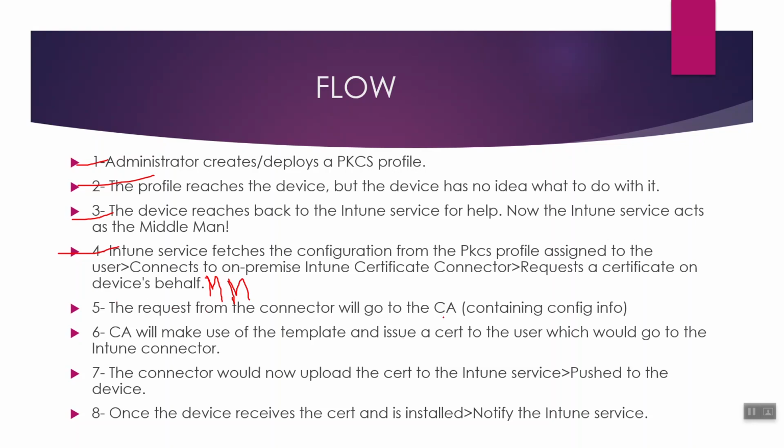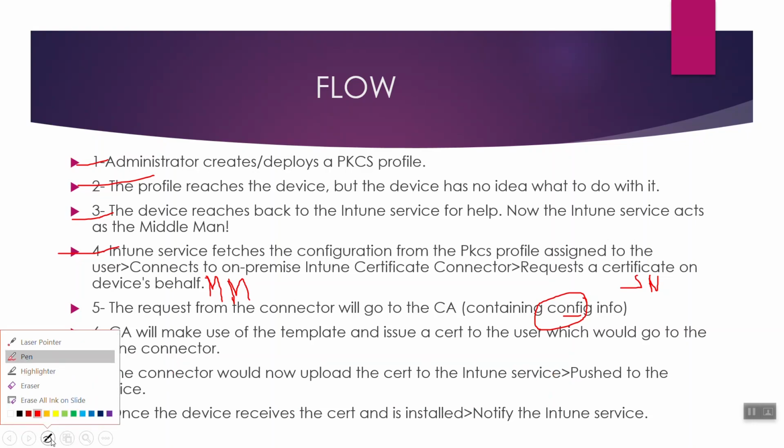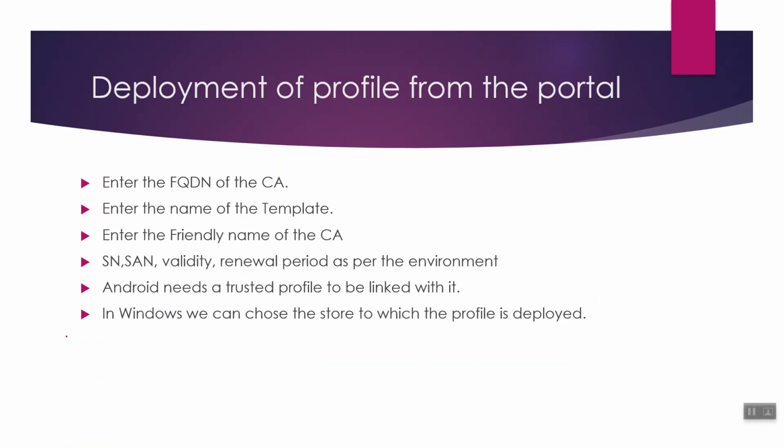The request from the connector will go to the CA, and the request is going to contain all the information of the config, as in the subject name, the subject alternative name. We will see all of that, what this configuration is all about. Okay. The CA will make use of the template and issue a certificate to the user, which will go back to the Intune connector. The Intune connector will upload the certificate to the portal. The portal will push it to the device. Once the device has that certificate, it will now be installed on the device. Okay. So that is going to be the flow, and this is exactly how we are going to track it.